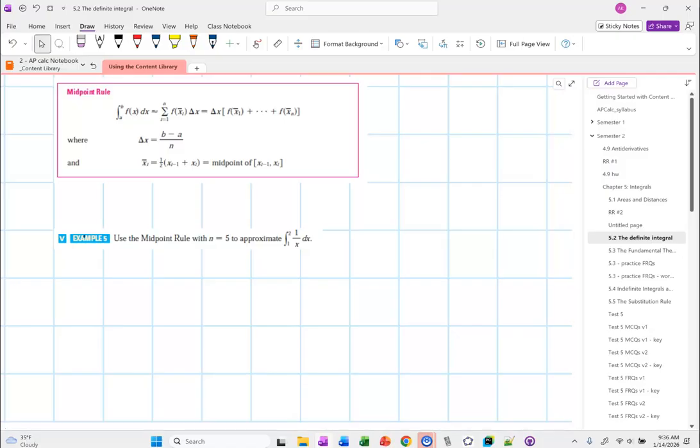All right. So the midpoint rule is the same. The integral can be approximated by a Riemann sum where we're using the x value as the midpoint. The only thing that changes is that our calculation for xi is now a midpoint calculation rather than a right endpoint calculation.